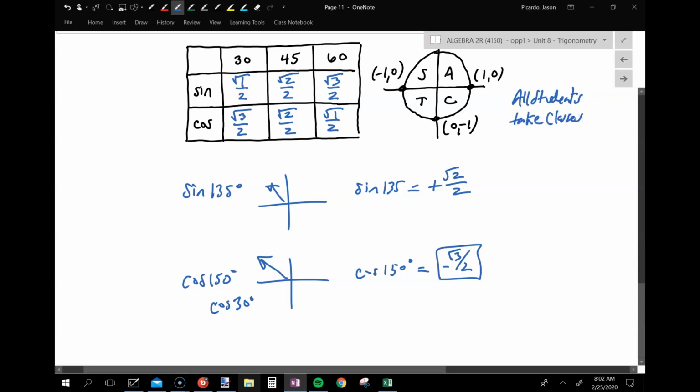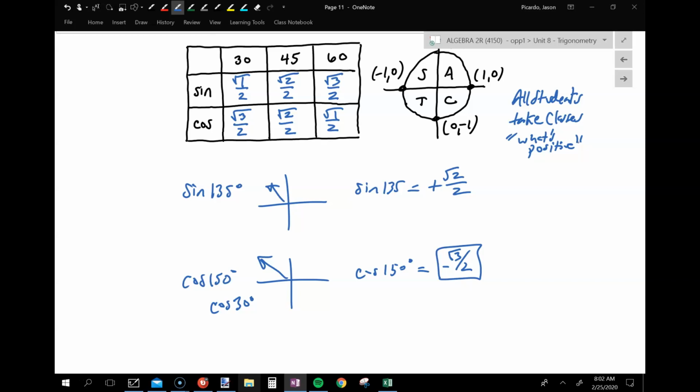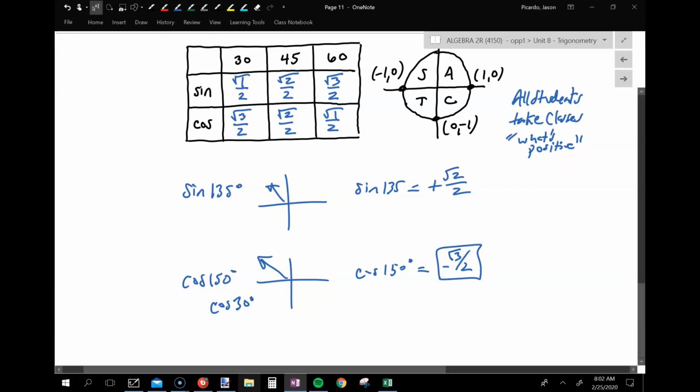And what does that do? That tells you what is positive. So what does that mean? That means in quadrant number 1, everything is positive. In quadrant number 2, only sine. In quadrant number 3, something called tangent. We haven't talked about that yet. And in quadrant number 4, what's positive? Only cosine. And so this little chart here, guys, can help you do these problems rather quickly. Cool? All right.